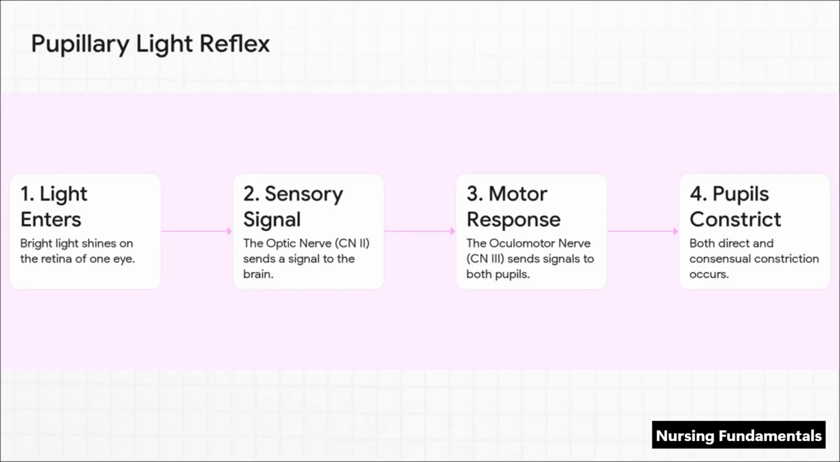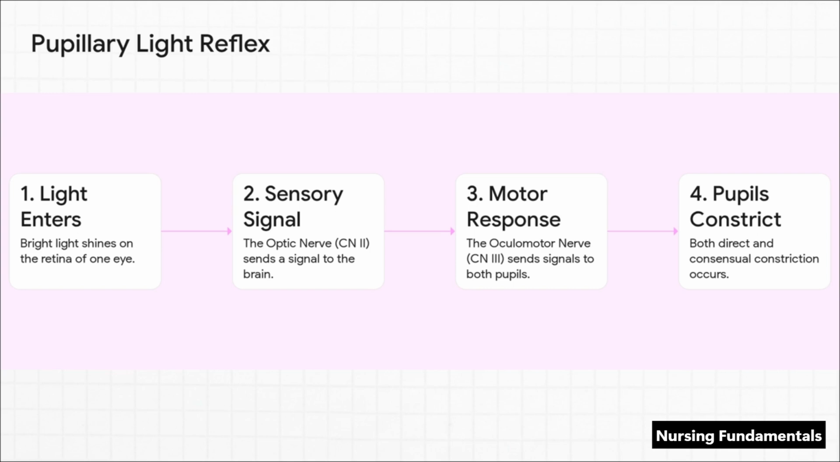And that brings us to the classic pupillary light reflex. You do this all the time. You shine a light in one eye. What happens? Well, the optic nerve, cranial nerve 2, senses the light and zips a signal to the brain. The brain then tells the oculomotor nerve, cranial nerve 3, to take action. And here's the cool part. The signal goes to both eyes. So the pupil you're shining the light on constricts. That's the direct response. But the other pupil constricts too, and that's the consensual response.